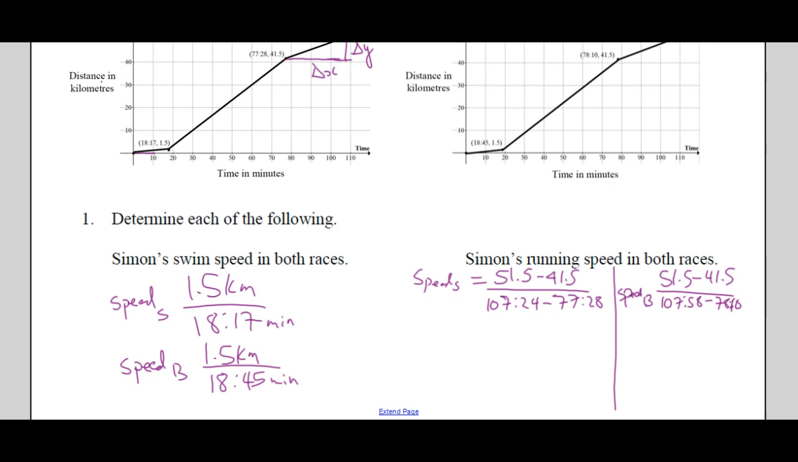Okay, so we actually need to do something with that, right? We need to get a number for it, so we have to do some calculation. And of course, the numbers are on your graph, right? Okay, so this is 10 kilometers. So the run was 10 kilometers divided by 107:24 minus 77:28.